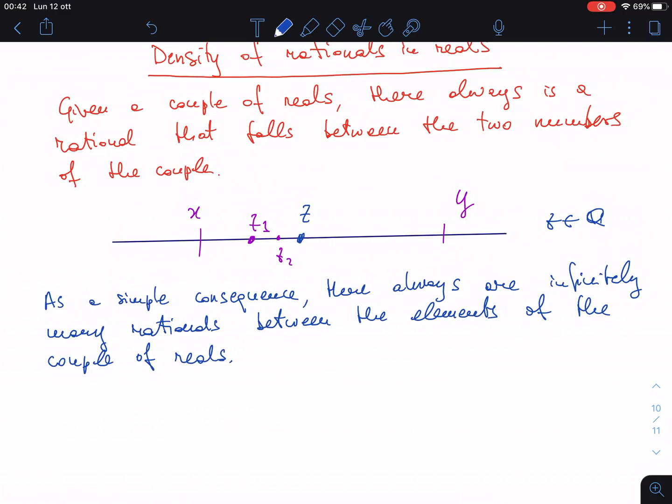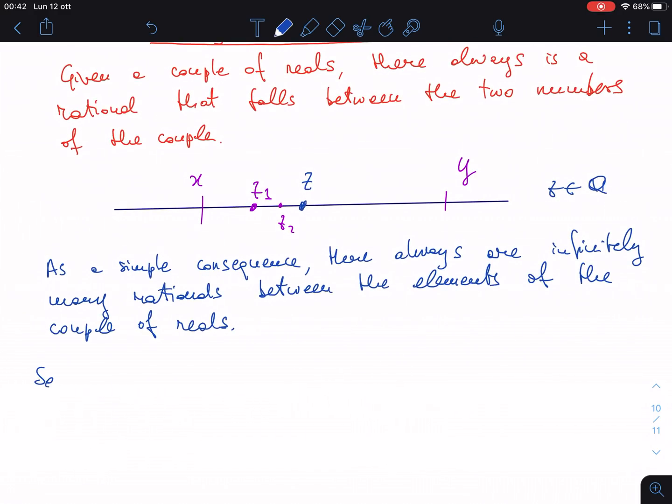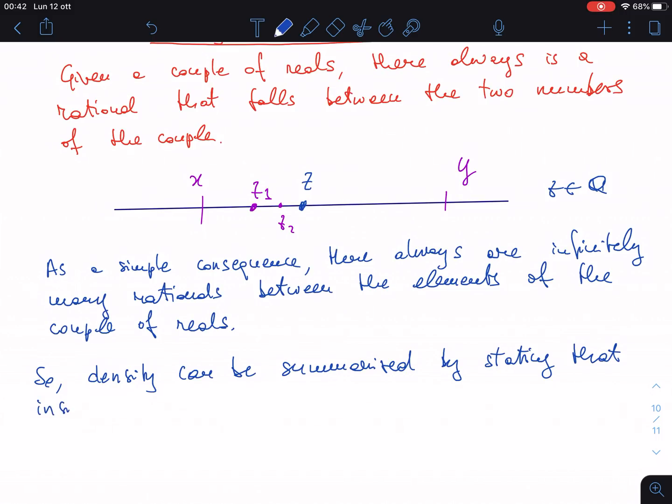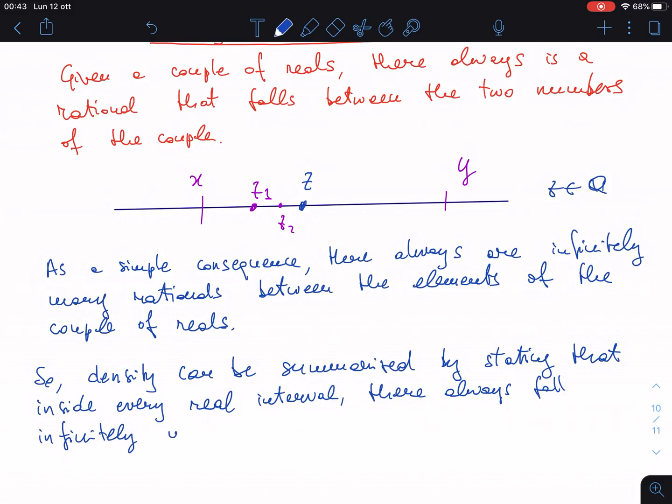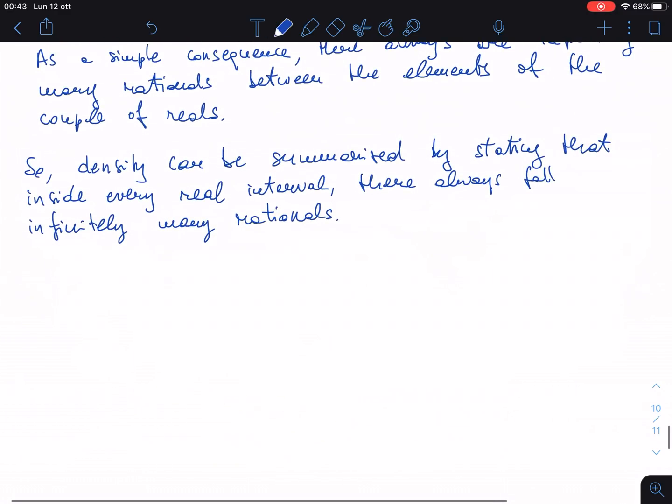This is an extremely simple consequence, and another formulation can be, so density can be summarized by stating that inside every real interval there always fall infinitely many rationals. Very easy.